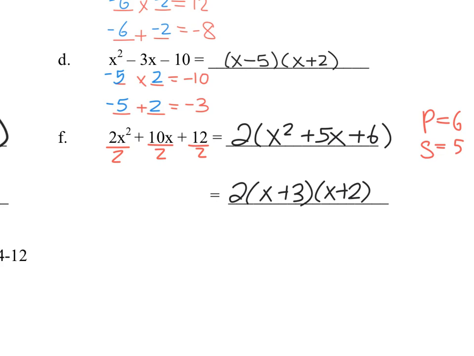And that's it for simple trinomials. Find those two magic numbers that multiply to the constant, add up to the middle, and just check for a common factor first to get that simple trinomial.